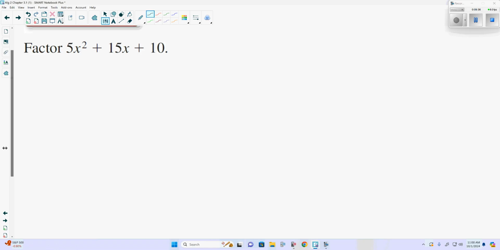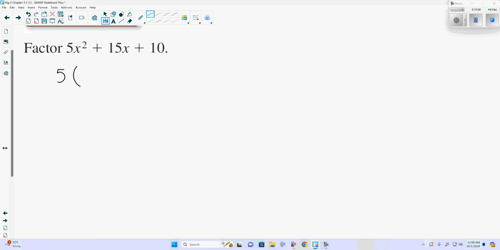Our first step is to see if there's a greatest common factor. Is there a number or variable in common with 5x squared, 15x, and 10? 5 will go into 5, 15, and 10, yes? So the first step in factoring is to factor a 5 out. There is no variable in common with all three, because we do have x squared in the first, we have x in the middle, but we don't have a variable in the third term. It's not in common with all three. So we're going to factor a 5 out.